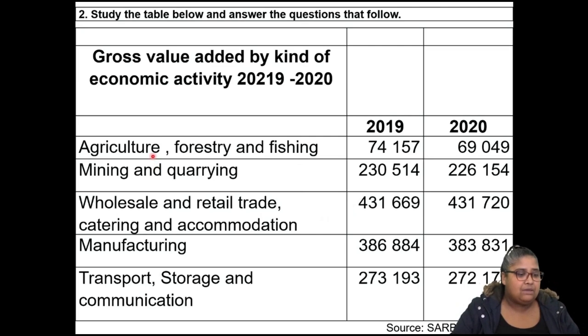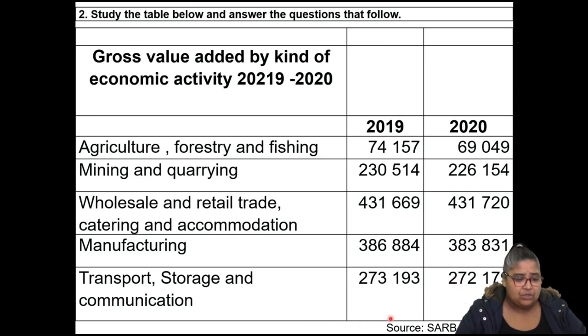So these are the types of economic activities. And you have to bear in mind that we have different types of economic activity, and they are classified by the economic sector that they take place in. So the three economic sectors are the primary sector, secondary sector, and tertiary sector. All of these are taking place in one of those sectors. It's not specifying which sector. The second column has the figures for the year 2019, and the next column has the figures for the financial year 2020.